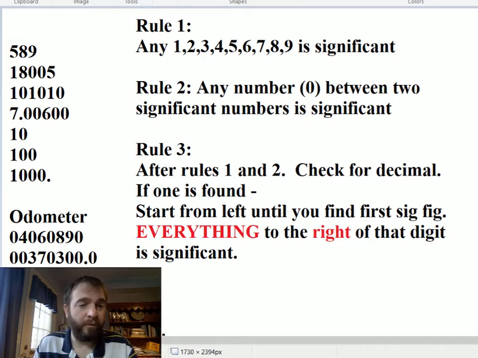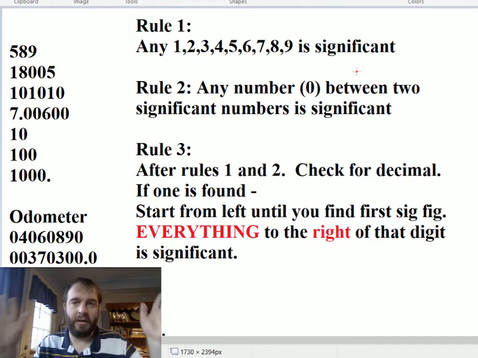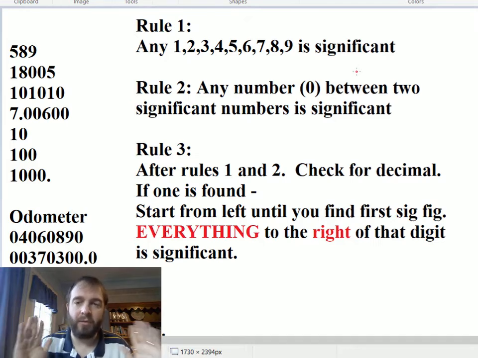There are 3 rules for significant figures, okay? Rule number 1: any number that is not a 0, aka 1, 2, 3, 4, 5, 6, 7, 8, 9, is always significant at all times. It's a given. Any number that is an actual digit, not 0, is always significant. Always. There are no exceptions.